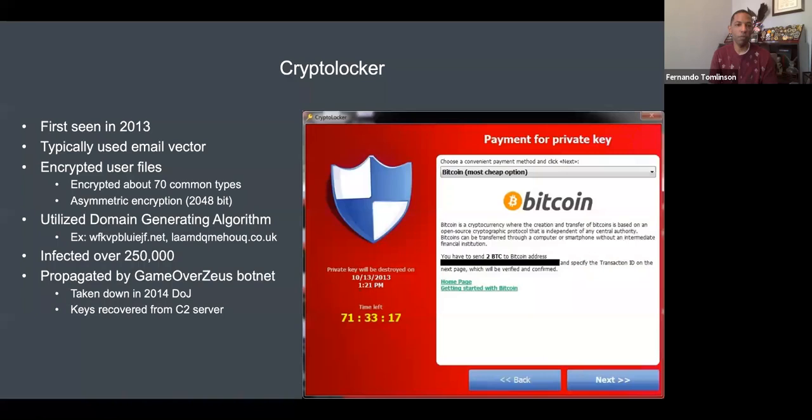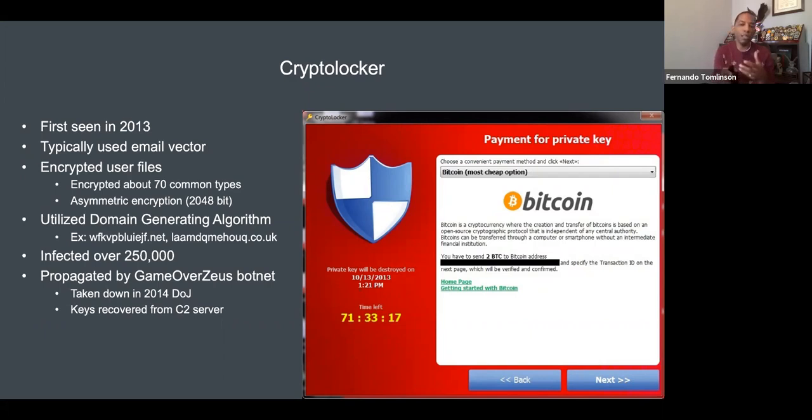And at the time, it was 2048. Now, it used the DGA in the sense of who it talked back to or where you should send stuff. And at the time, 250,000 is who it affected. And that was large in scale. And even today, in some respect, that could be considered large. Now, this thing propagated over the Game Over Zeus botnet, but it was taken down just about a year or some change later by the DOJ, and those keys were recovered.